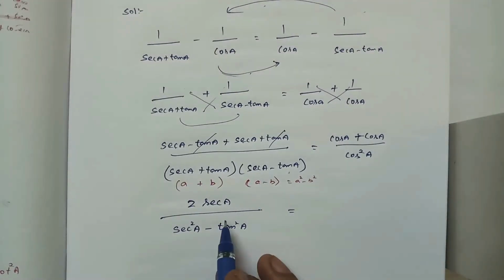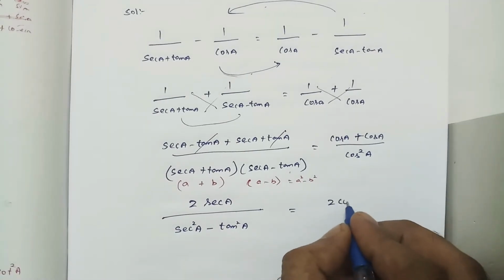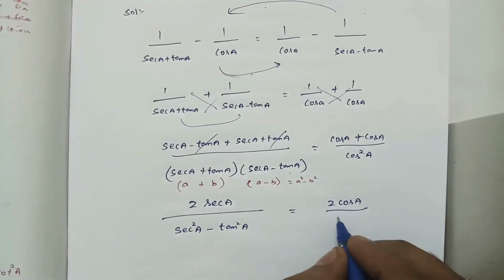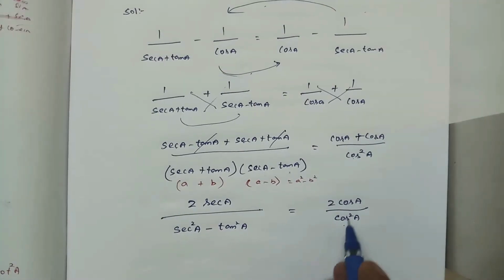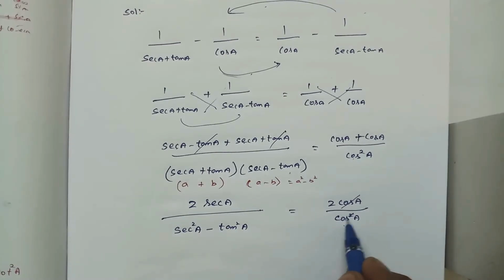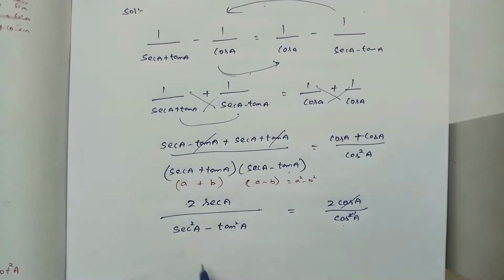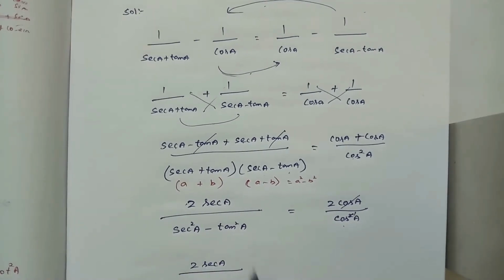I have simplified LHS. Now take the RHS: cos a plus cos a, 2 cos a, divided by cos square a. I cancel one cos a from the 2 cos a, so 2 by cos a, and on the LHS, 2 cosec a divided by cosec square a minus tan square a.